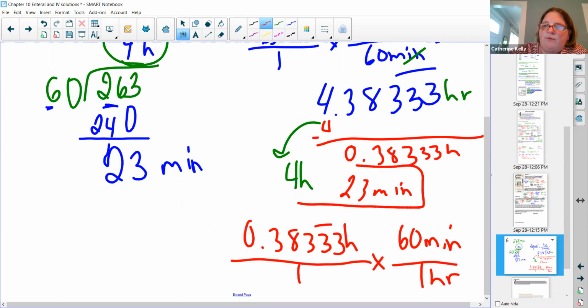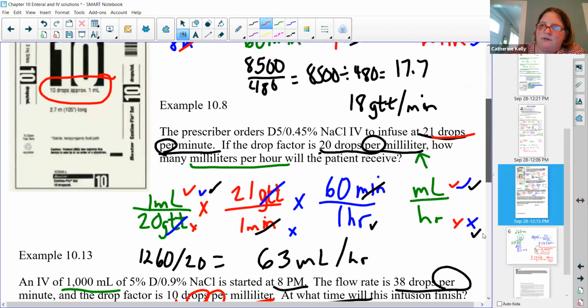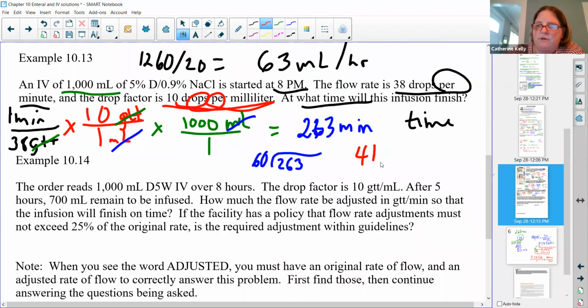If you decide to round with this, then round to the nearest hundredth. Don't just do the tenth, because if you did just 0.4 times 60, you'll get 24 minutes. So you do get different answers. So the answer for this one here is 4 hours, 23 minutes, and it matters. 4 hours, 23 minutes after 8 o'clock, so that's 12:23 a.m. the next day.